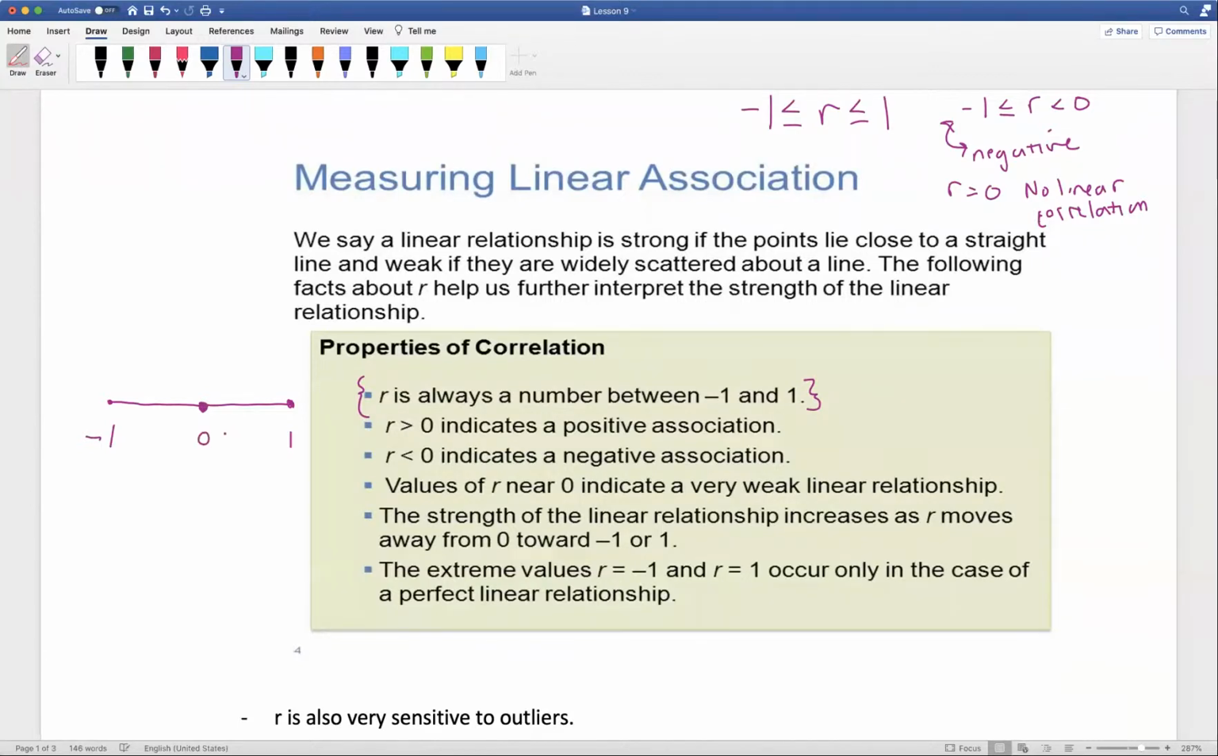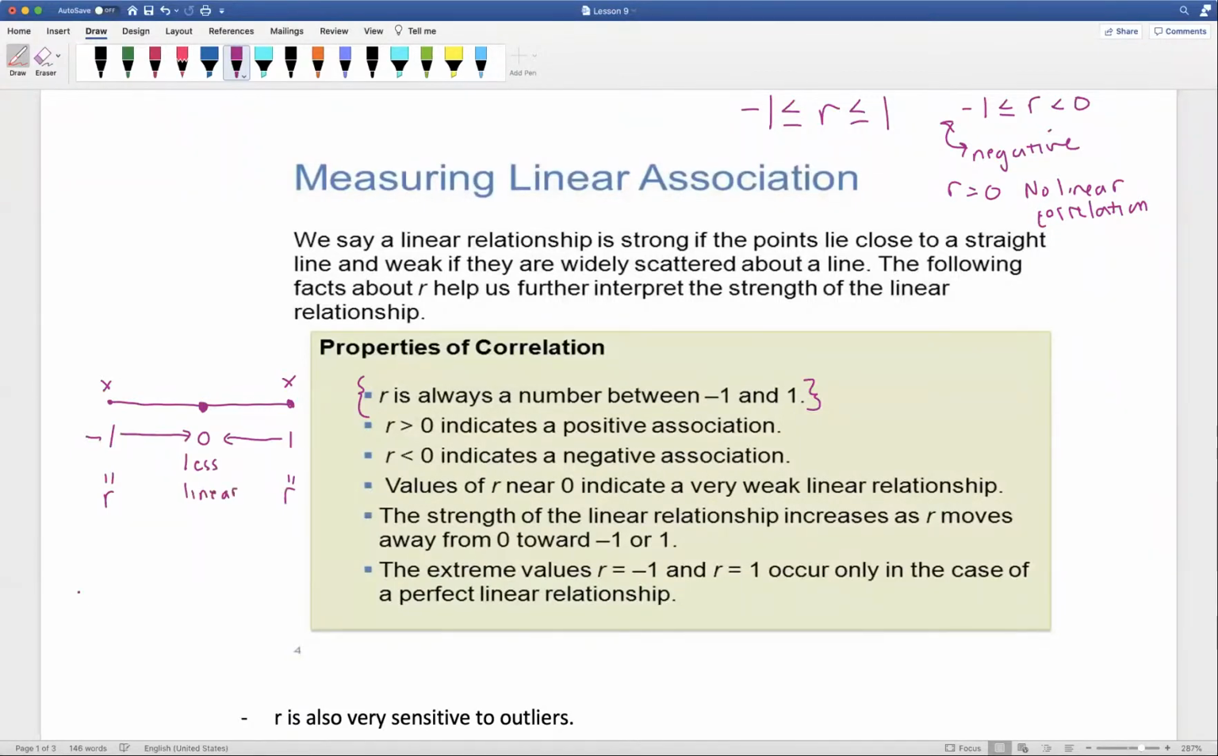So if R is equal to -1, or if R is equal to +1, these are perfect linear relationships. Perfect linear relationships, and again, we'll talk more about what that means in a second. Now, as R gets closer to 0, the less and less linear they are.